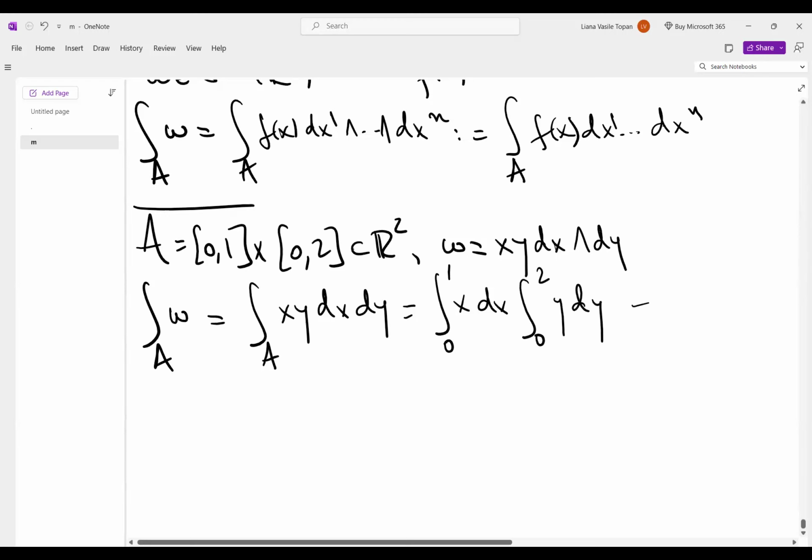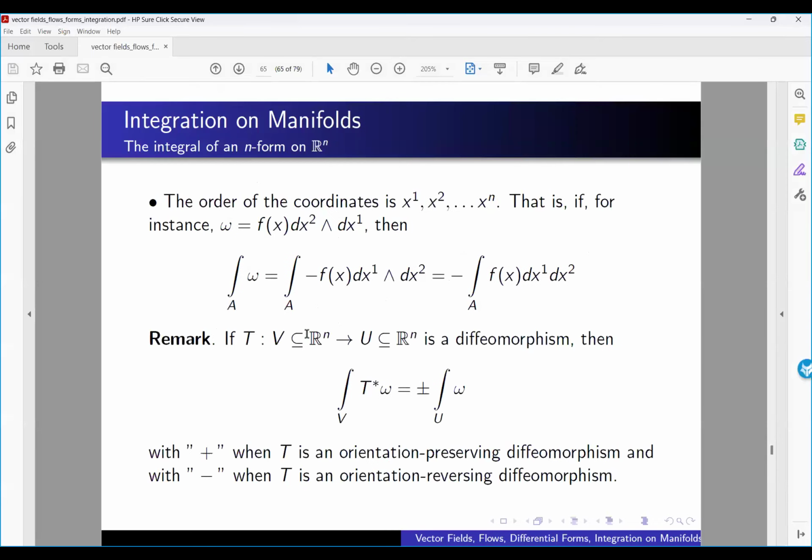Right, so now let's come back to my paper. Of course, the order of the coordinates is, as we've seen so far, important. If you switch two of them, then you will get a minus there. So as I say here, this omega is f(x) dx2 wedge dx1, then you flip to dx1 wedge dx2, and you get a minus there.